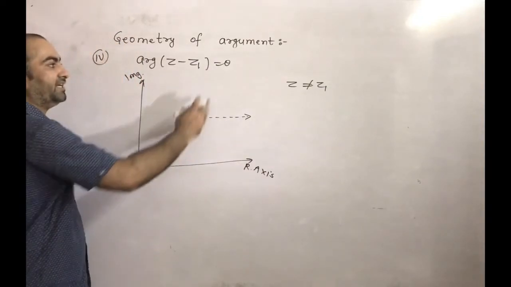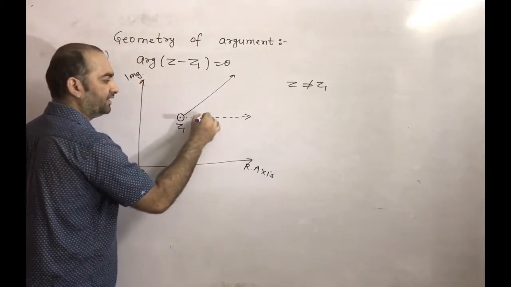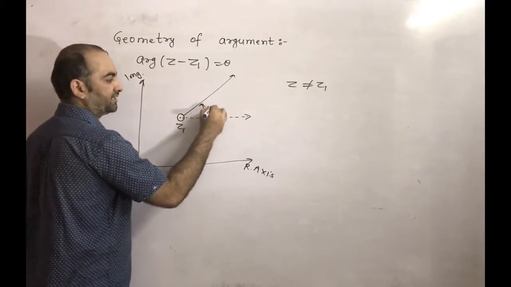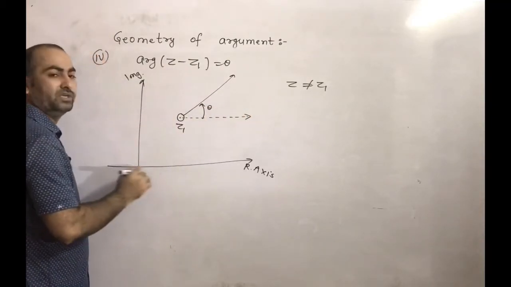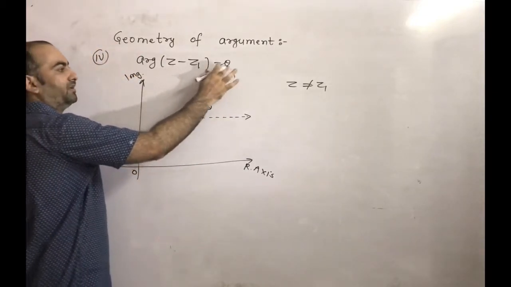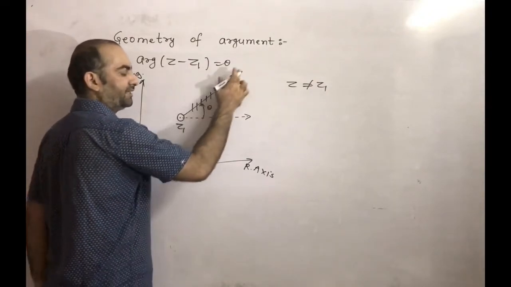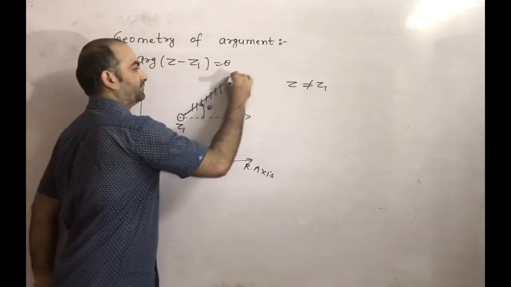So if theta is positive, this ray will make theta angle with the positive real axis. Theta angle with this line will be made. So this will be your argument of z minus z1 equal to theta. So z will lie on this ray. The argument of z minus z1 equal to theta will represent this ray.